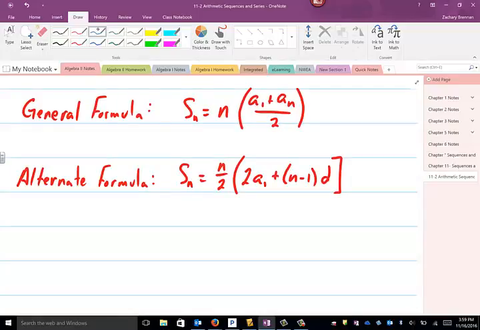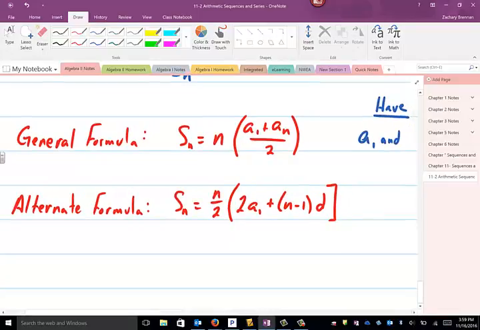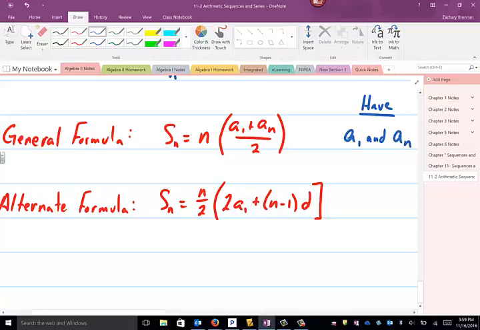Let's talk about what we should have here. In order to use these formulas, we need to have some things. If we have a sub 1 and a sub n, we will use the general formula. And to be honest, you can use that a sub n equals a sub 1 plus n minus 1 times d formula to find these things if you need to. This other formula is good when you have a sub 1 and d. But if I have those pieces, I can use the other formula to get back to that simpler one.